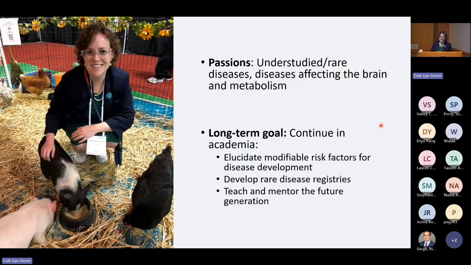And I just want to end here with just noting some of my long-term goals. So I would love to continue in the rare and understudied disease area, elucidating modifiable risk factors for disease development. And I would love to support and teach and mentor the future generation of scientists.